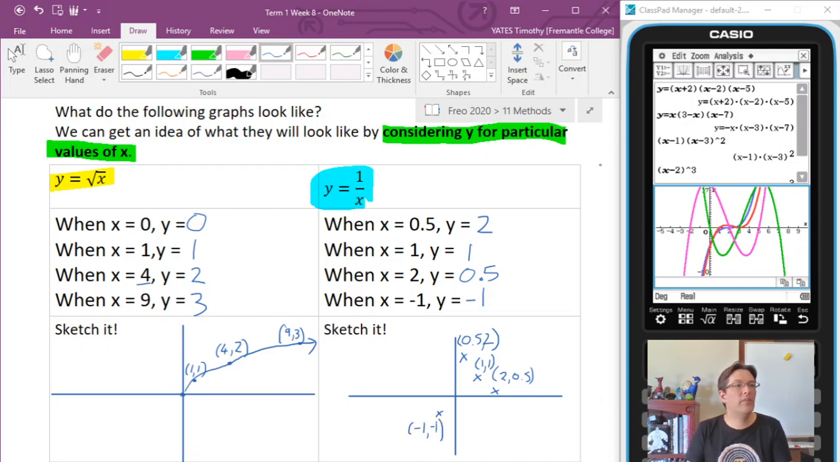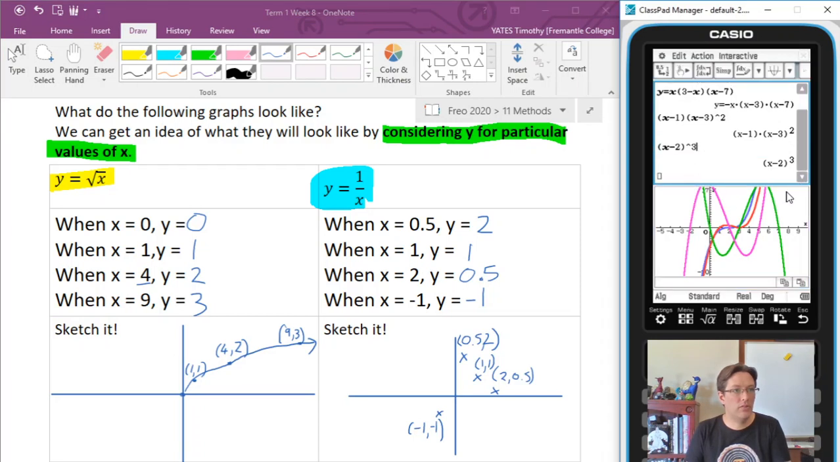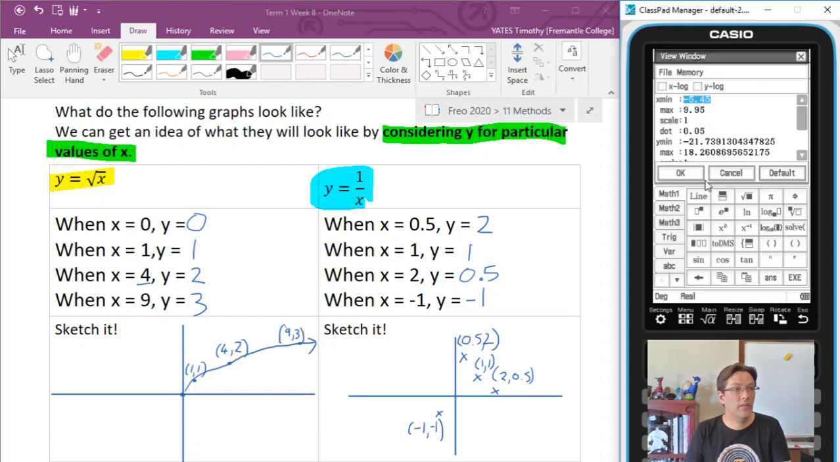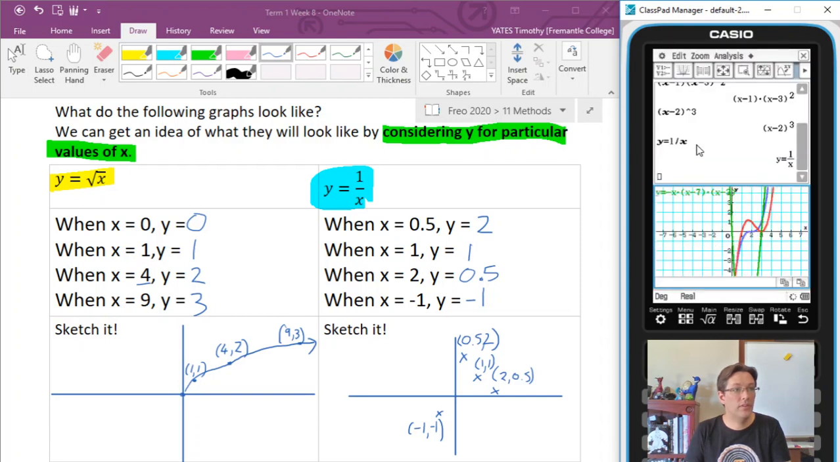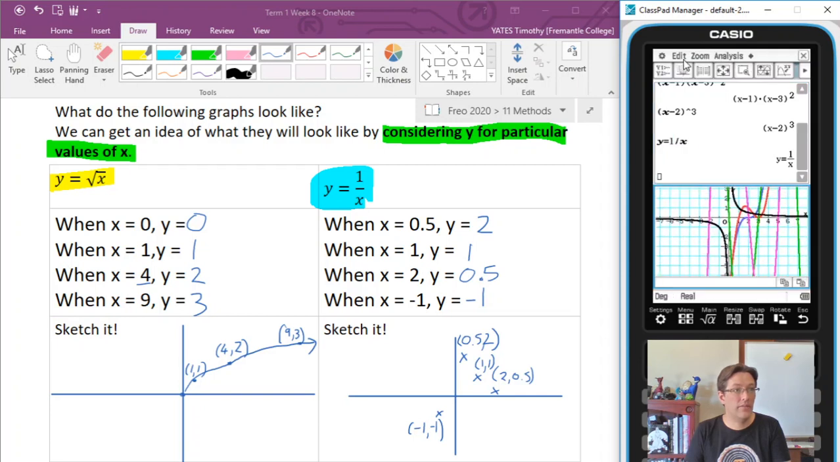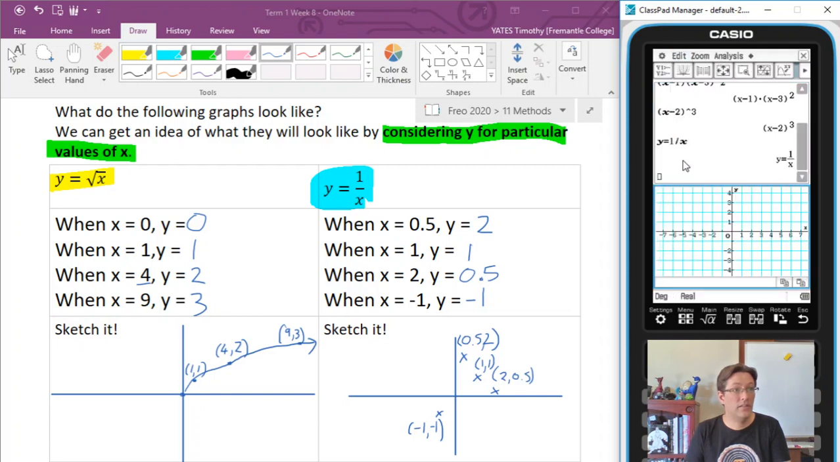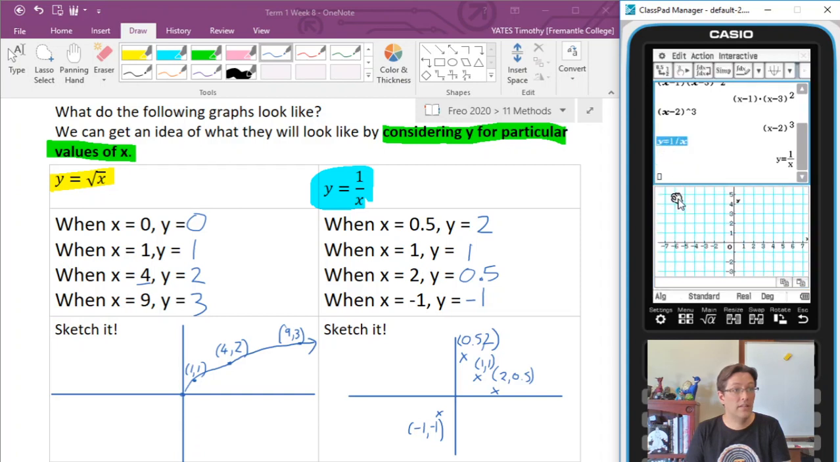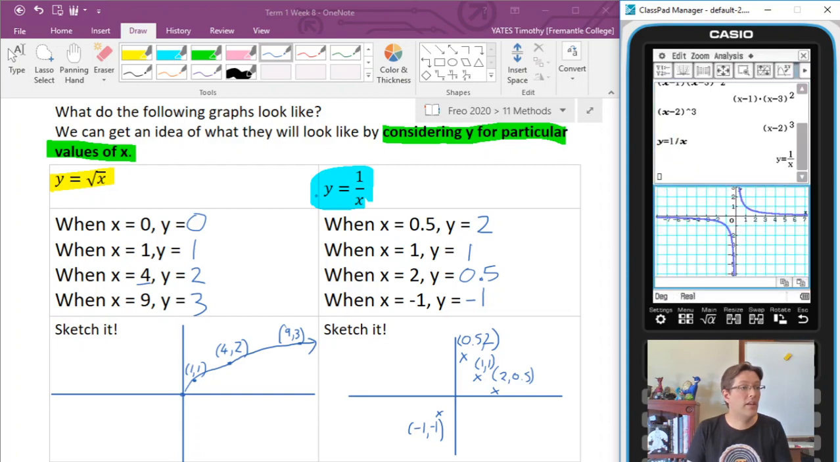Now, you may not remember exactly what this one looks like, but I'll do it here. This is y equals 1 divided by x. I'll just do this one, put it back onto default. And I'll drag this one in. There we go. In fact, I'll just clear all again. Drag that back in. There we go. And that's what it looks like.